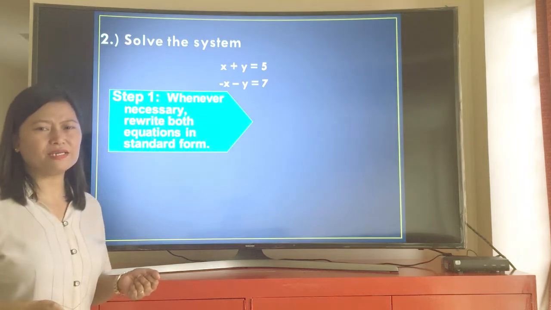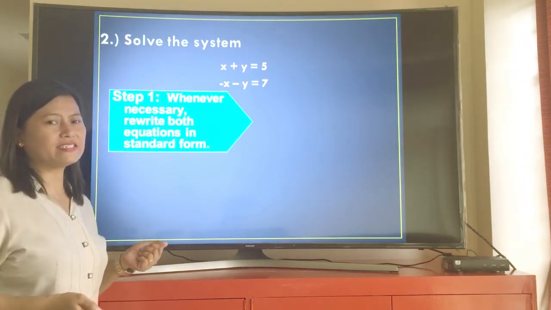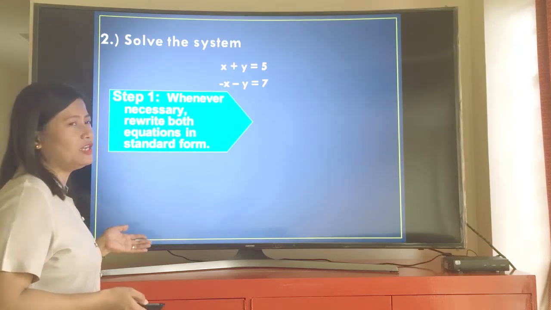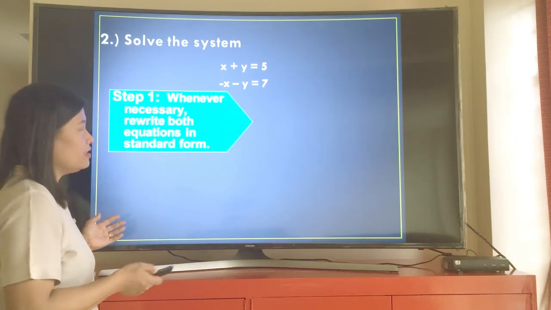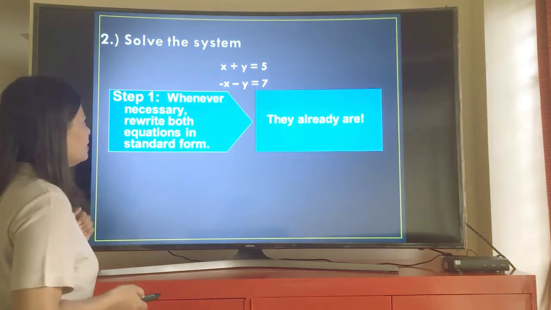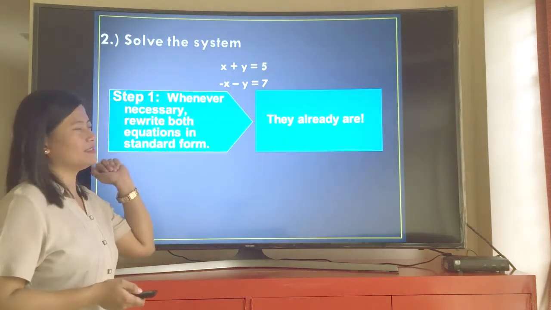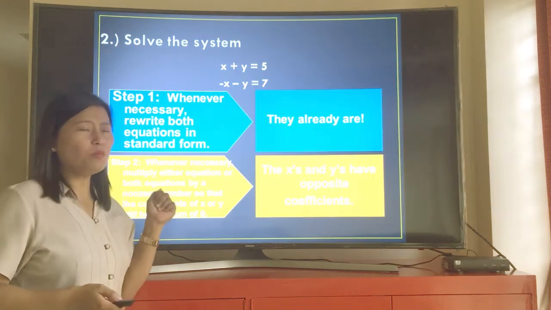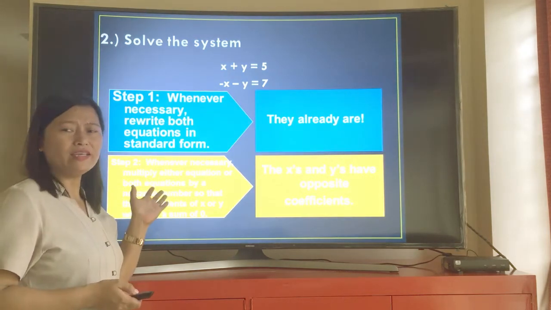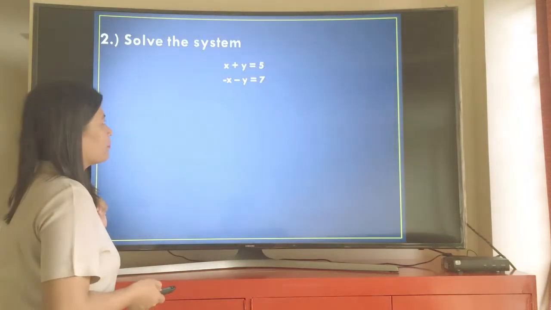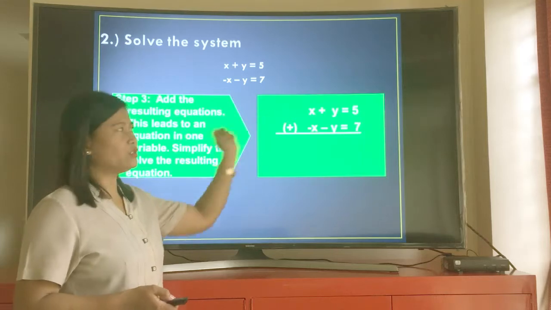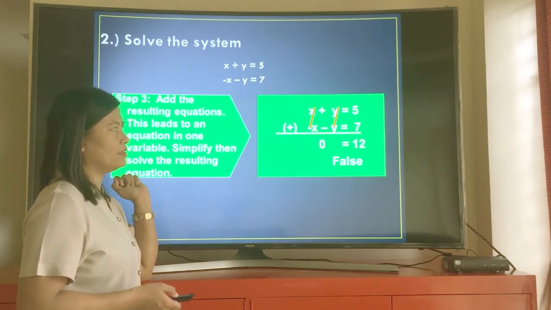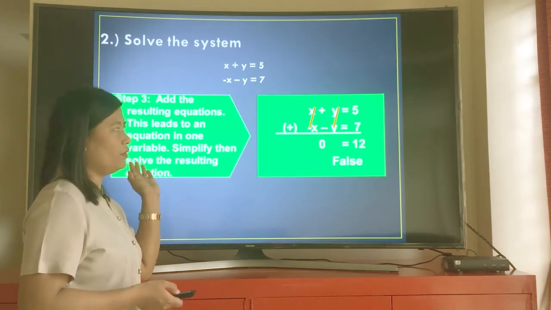Solve the system x plus y equals 5 and negative x minus y equals 7. So, we check if our two equations are in standard form. And they already are. Do we have opposite coefficients? The x and y's have opposite coefficients. We are now ready to add them. Adding the two equations, we have 0 is equal to 12. And we have a false statement.